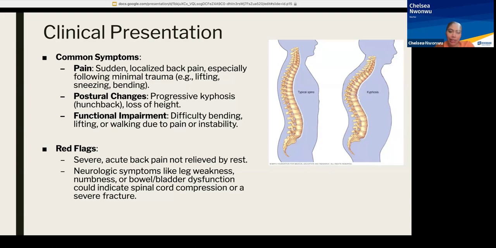The challenge, however, is that some OVCFs remain asymptomatic, making routine assessments of high-risk individuals critical. And then the next slide.